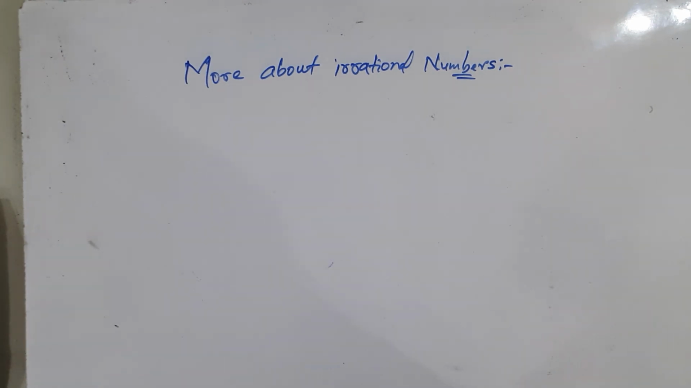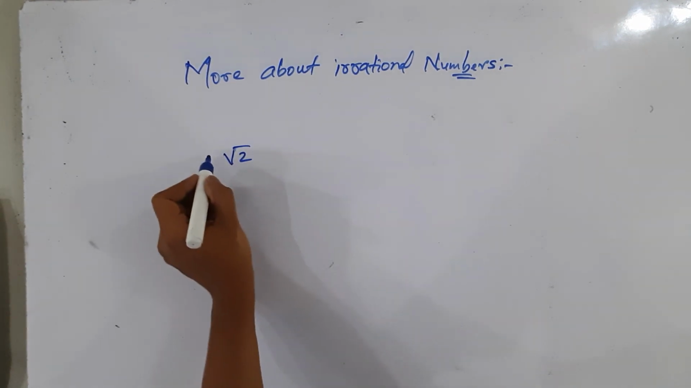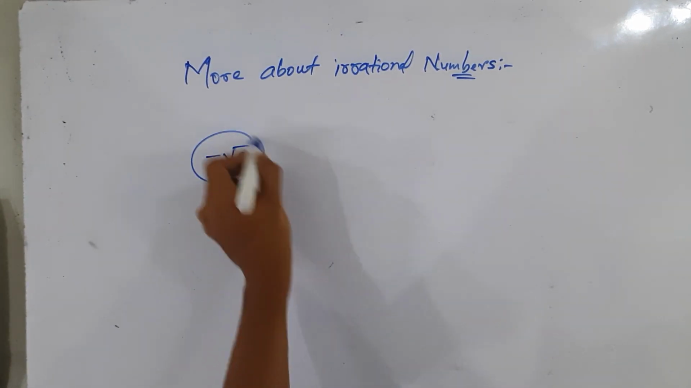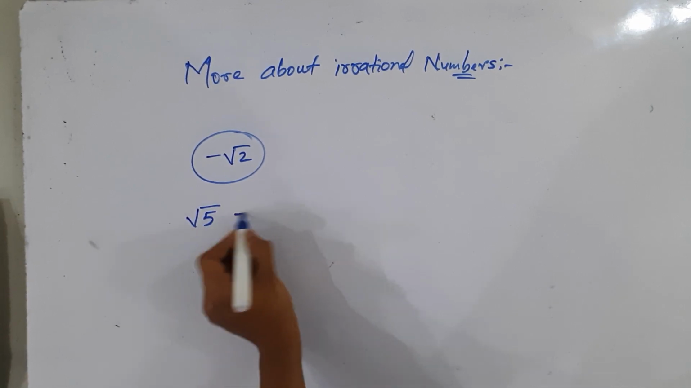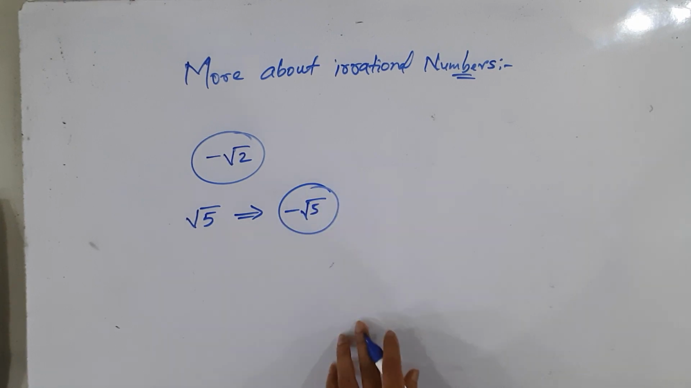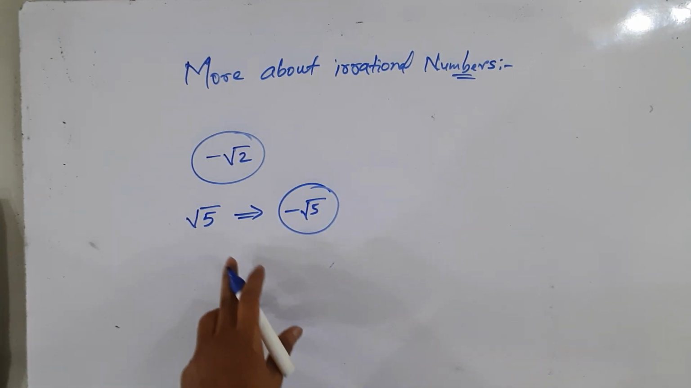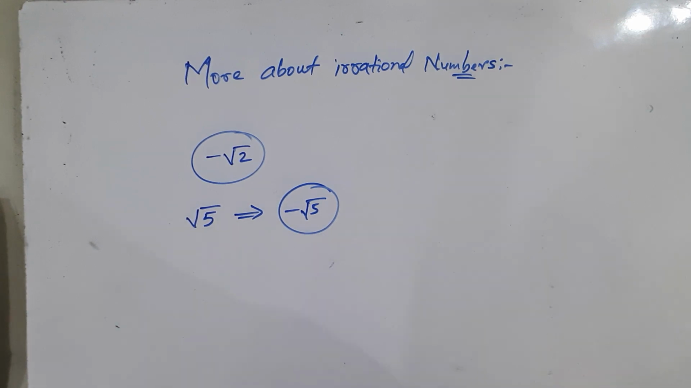So the first is the negative of any irrational number is always an irrational number. Like root 2 is an irrational number. So if we put negative in front, this will also be an irrational number. Like root 5 is an irrational number, then negative of root 5 is also an irrational number. So this is the first point, that negative of any irrational number is always irrational.